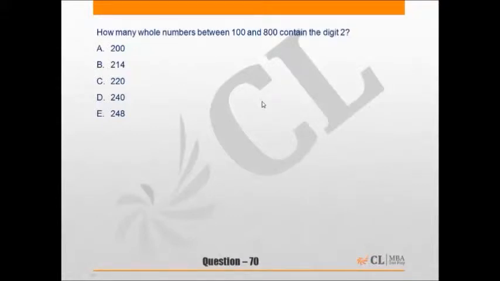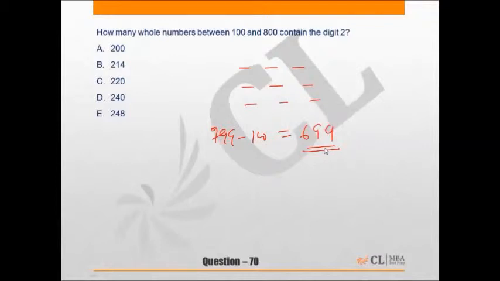In this problem we have to find all the numbers between 100 and 800 that contain the digit 2. There are two ways to answer this problem. First one is to find all the numbers that contain 2 in the given range, and these numbers would contain either one 2, two 2s or three 2s. And the second way is to find all the numbers in the given range, which can easily be found as 799 minus 100. This comes out to be 699, and we need to subtract from this number all those numbers that do not contain 2 in the given range.